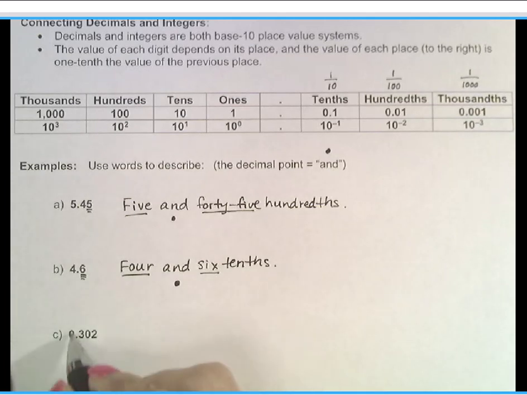This last one, we don't have to say the 0 at the beginning, but we are going to lump all three of these numbers together. We're not going to say 3/10, 0/100, 2,000ths. We're not going to split it up. We're going to call that 302.